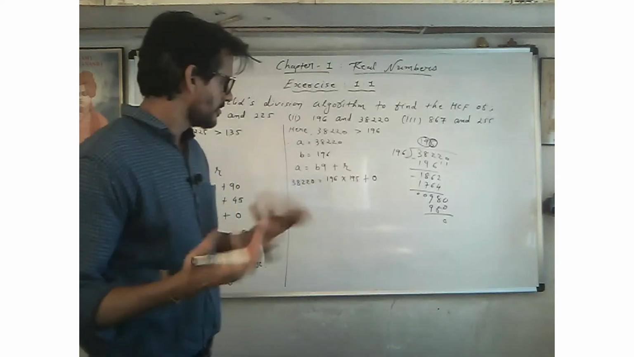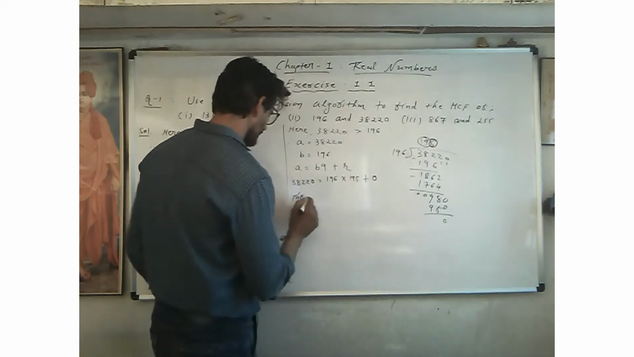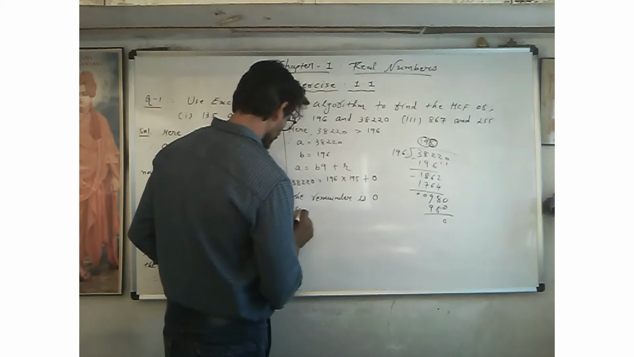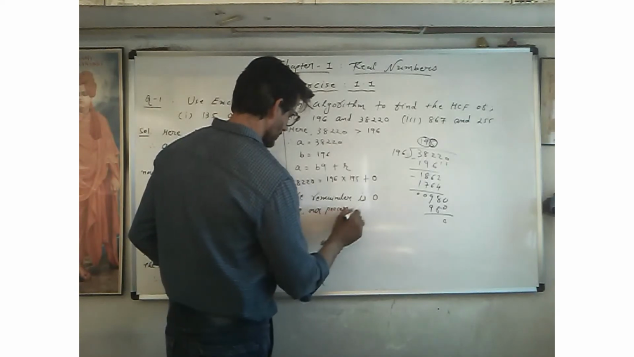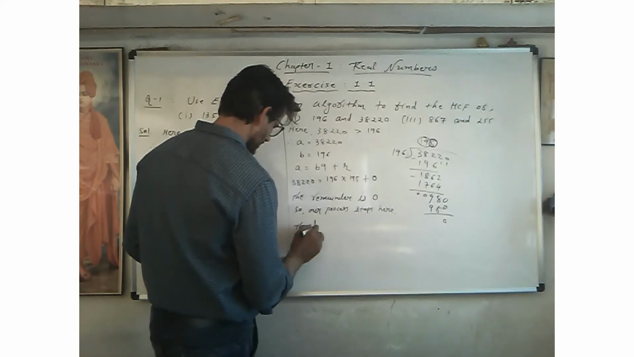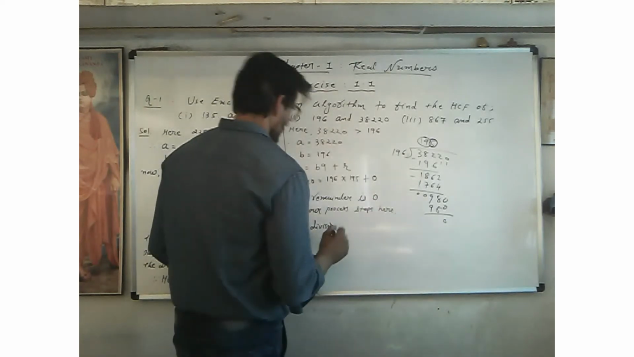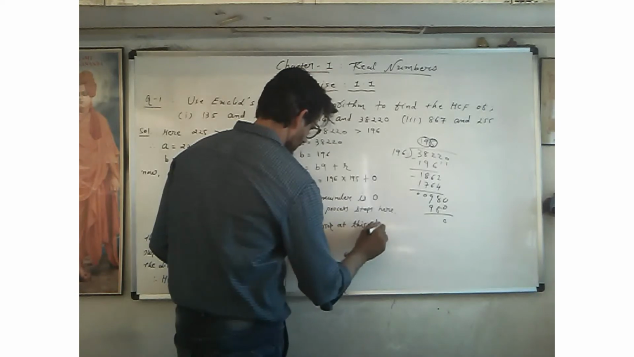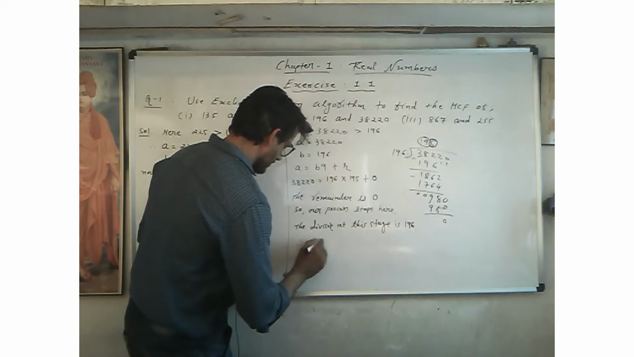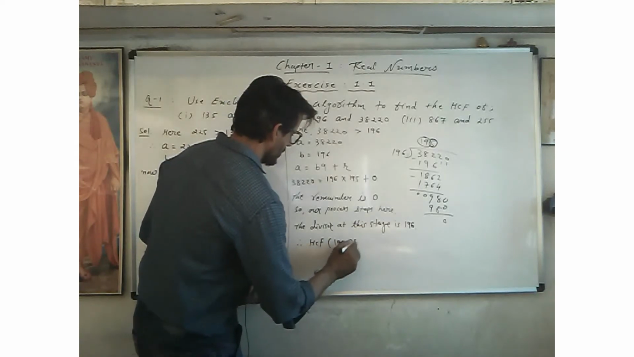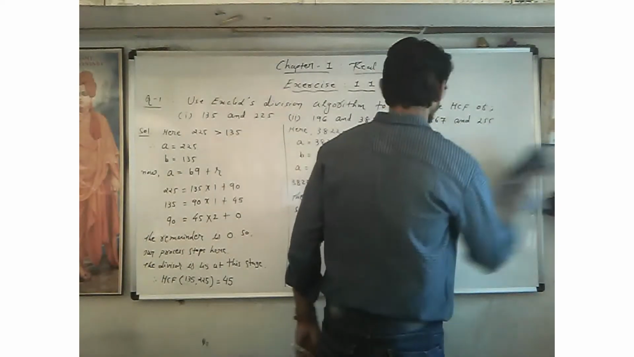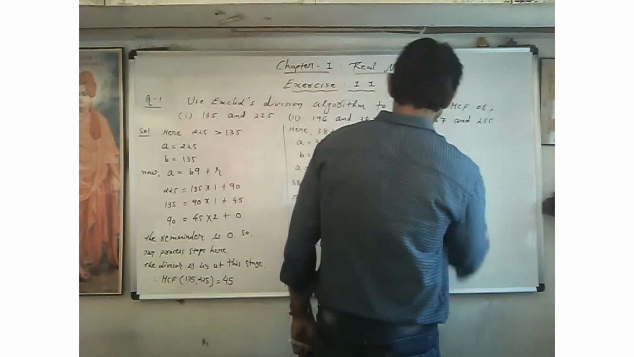So our process stops here. The remainder is 0, so our process stops here. The divisor at this stage is 196. So HCF of 196 and 38220 is equal to 196. Clear?